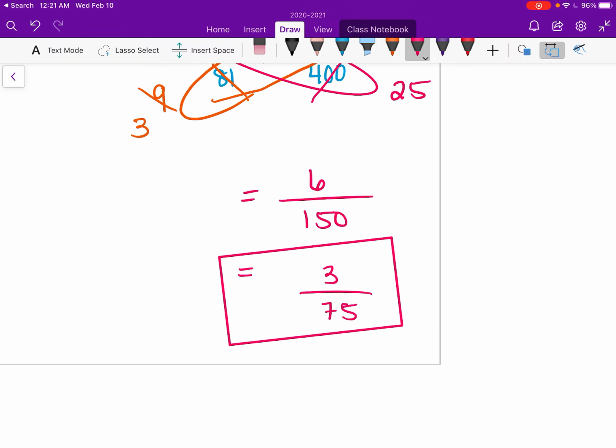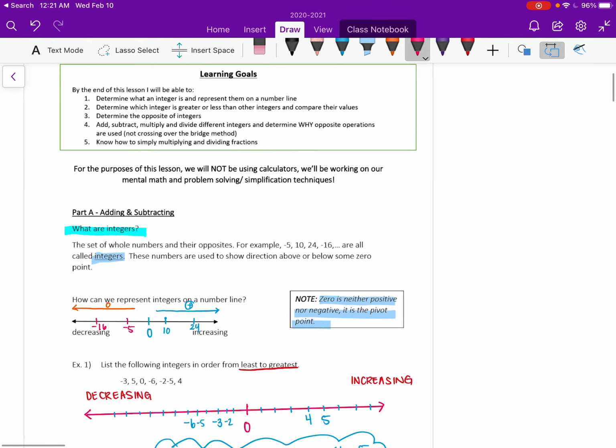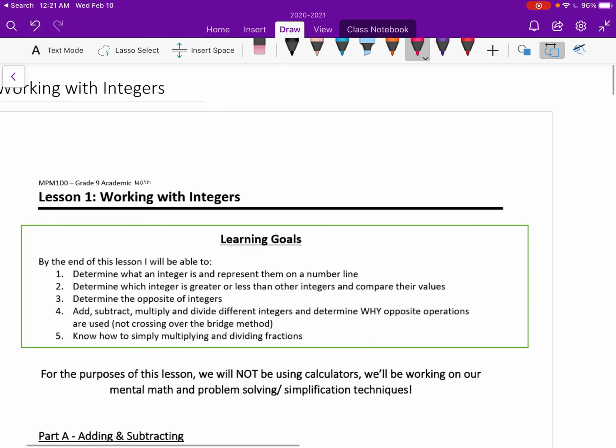And that's my answer. When you're solving problems, especially in grade 9 math, everything needs to be put in the lowest terms, or the lowest multiple. So the most reduced fraction, which means that you can't divide it and you can't reduce it any further. Okay, thank you for listening.